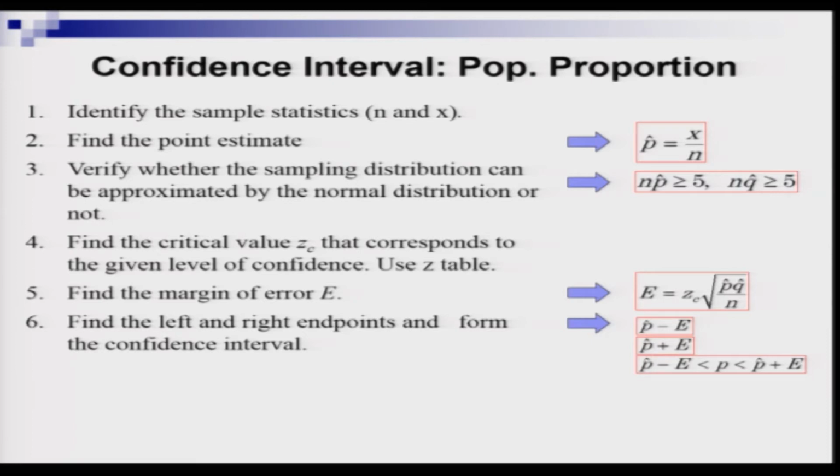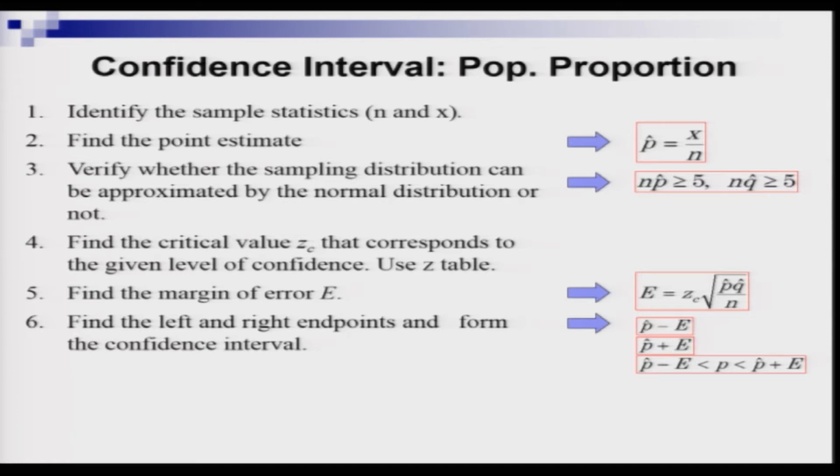So, first we have to figure out whether we can actually approximate our sampling distribution for p hat by a normal distribution or not, and for that we have to check whether n times p hat is greater than or equal to 5 or not, and n times q hat, which is basically 1 minus p hat, is greater than or equal to 5 or not. And then we have to find out the critical value ZC if we indeed get evidence for the normal distribution assumption in this case. Then we have to fix the level of confidence, and then we have to consult the Z table to get the critical value ZC.